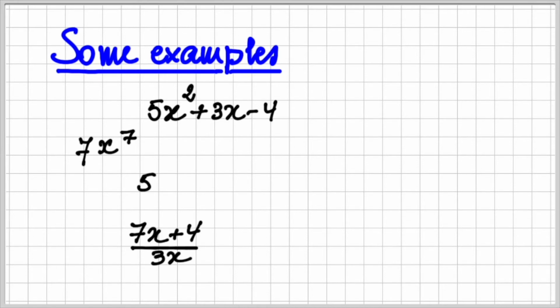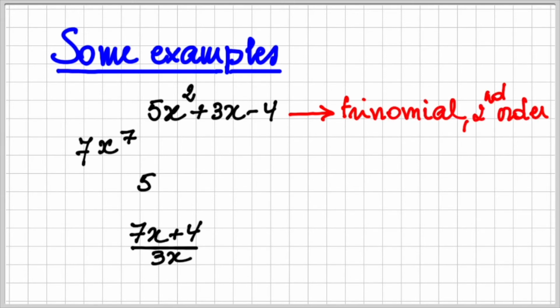So let's start with the first expression, 5x squared plus 3x minus 4. Well, this is in fact a trinomial of the second order. And we see it, 5x squared is the lead term. The power of x is 2, and that's the highest power. That's why we call it a trinomial, because it has three terms, and the highest order is 2.